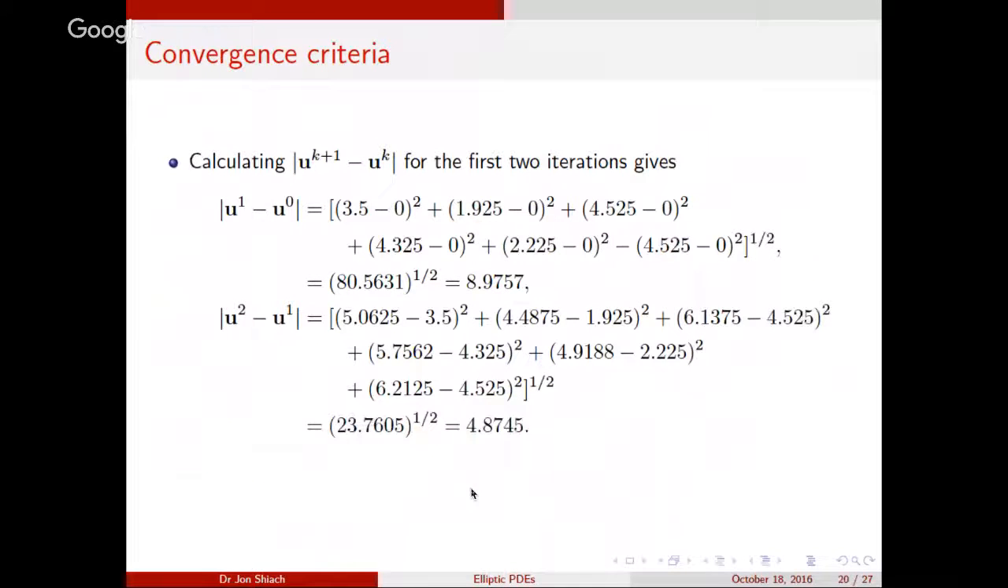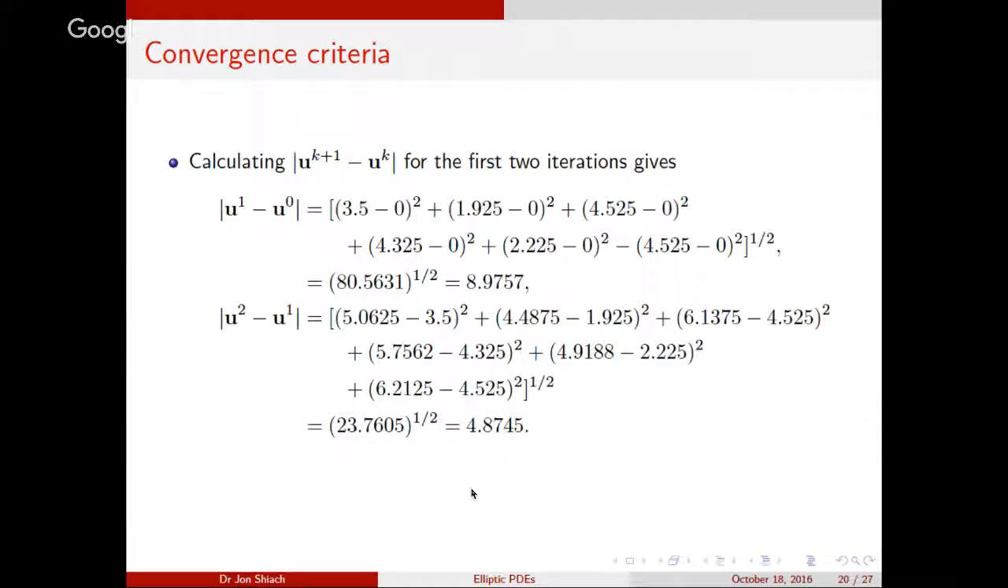Okay, so going back to R1, this is a bit of a pain to do by hand, to be honest. But here we have 6 nodes. Our starting values for all our nodes are 0, and these numbers here were our solution after one iteration. Find the difference between them, square them, add them all together, find their square root. We do that, we get 8.9757.